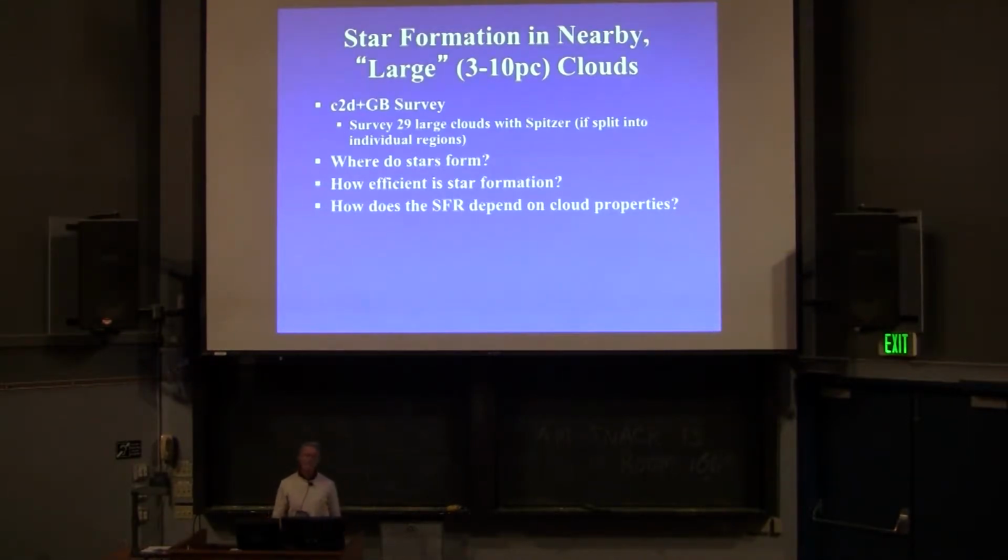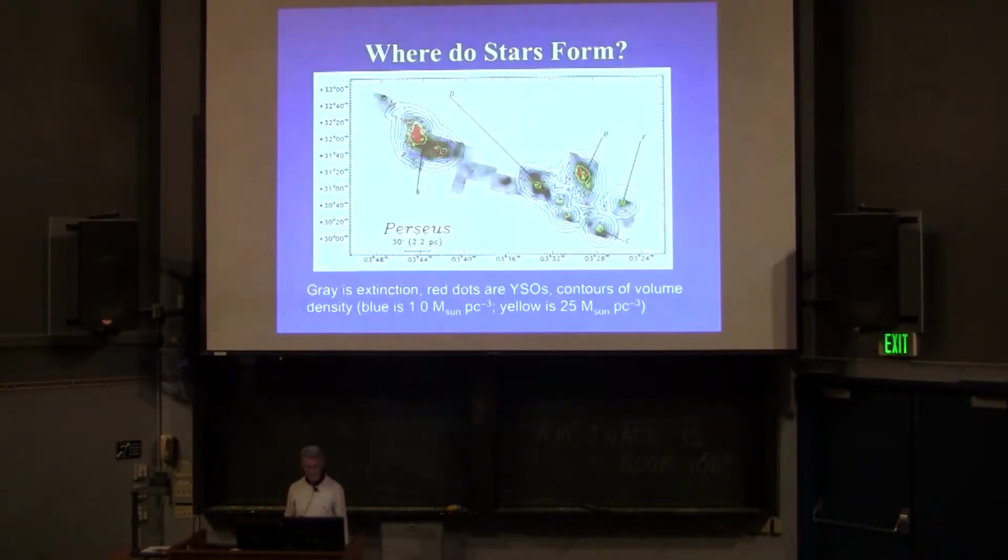So let's go back to the star formation in the nearby, relatively large 3 to 10 parsec clouds. So the ones with multiple possible star formation sites. If we put together the 2 big surveys of these clouds, and you split them into things that really look like separate clouds, we have about 29 clouds that we can look at. And so we want to look at where stars form, how efficient is the star formation, and how does the star formation rate depend on cloud properties.